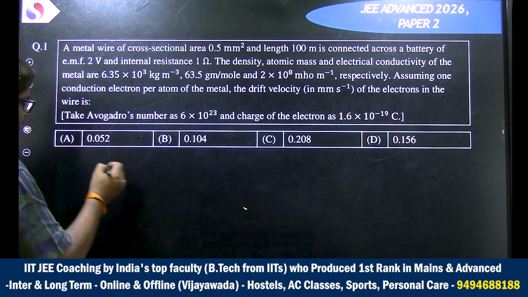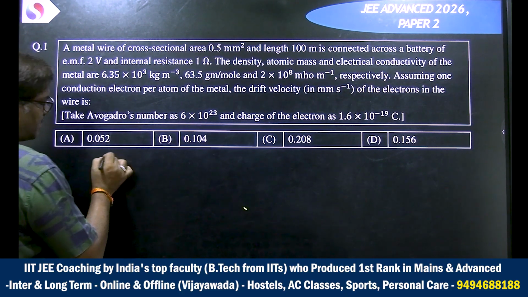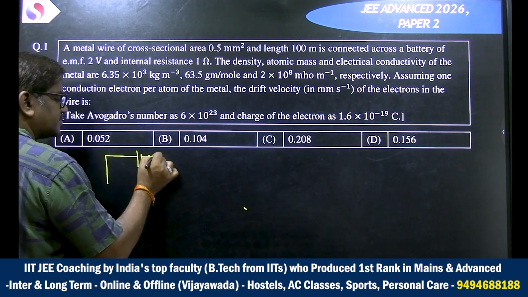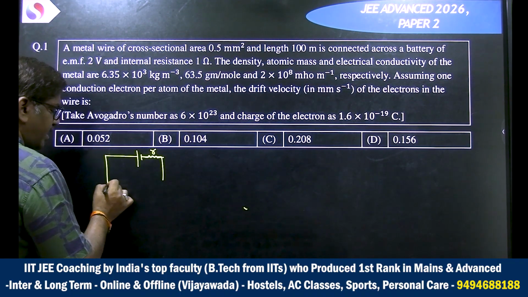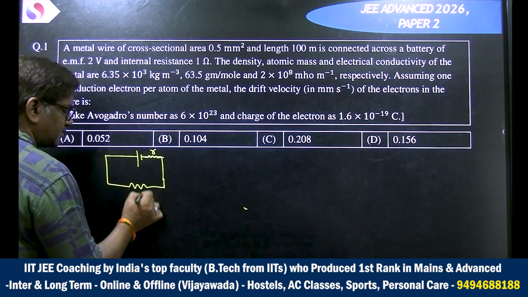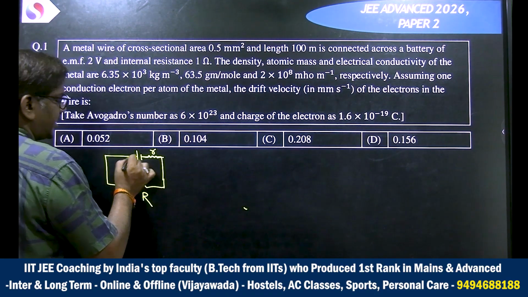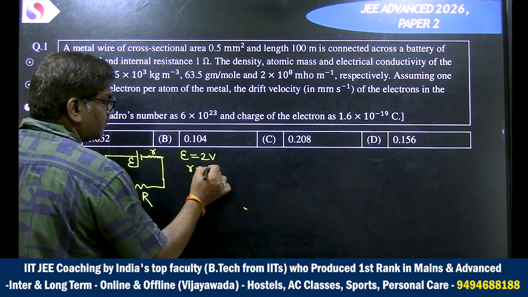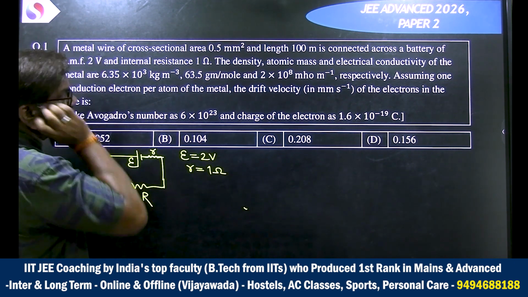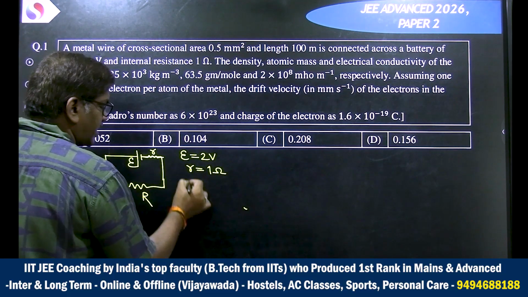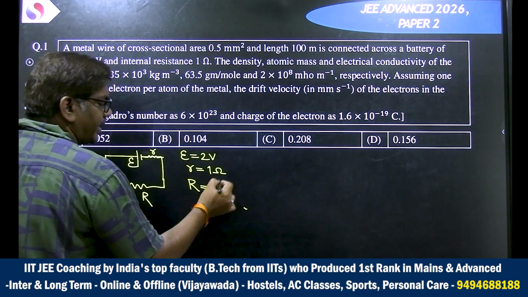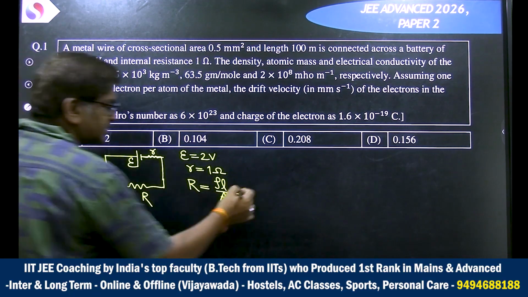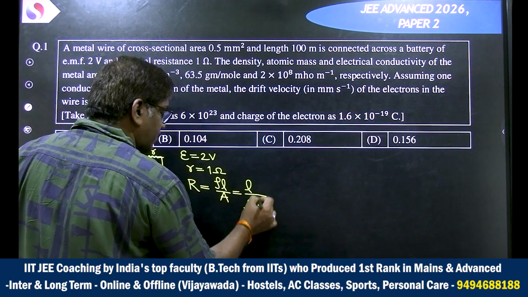So here, if you look into this, they have given you some information about the EMF of the circuit and its internal resistance, which is having some internal resistance r, and the external resistance, that is capital R. Now, as you can see that the EMF is given to you as 2 volts, the internal resistance is given to you as 1 ohm, and for the external resistance, we can use the formula rho L by A, but since the resistivity is not given, the electrical conductivity is given, so you can use L by sigma A.